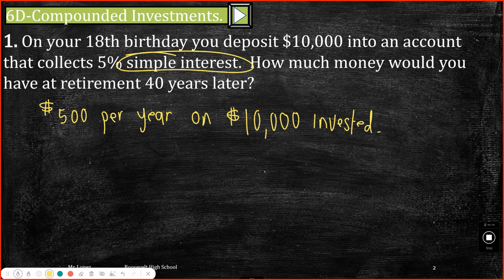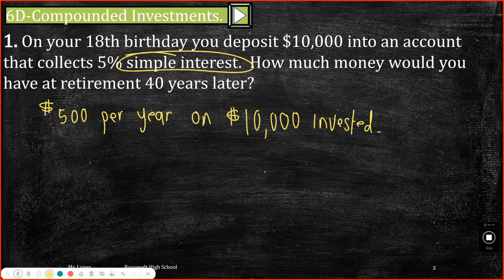So how much money are you making total in 40 years? How much money are you going to make in 40 years? No, this is not compounded. I'm telling you that this is called simple interest. Simple interest is just that you're making that 500 per year on the 10,000 invested.